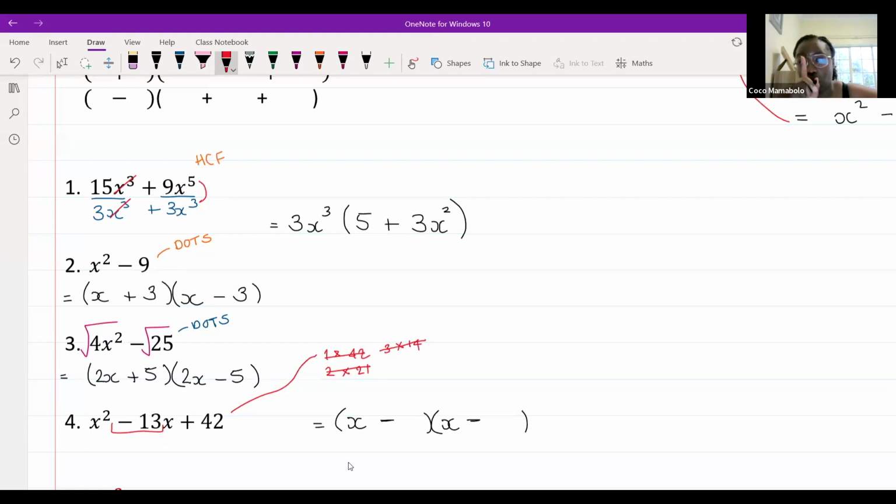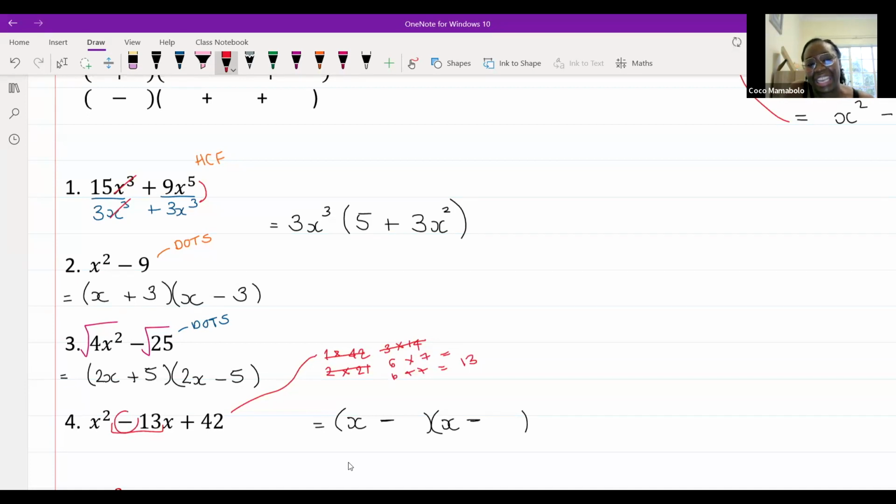Anything else? There's one more. They can be 6 times 7. Yes, absolutely. That's it. 6 times 7. If we add these two numbers together, what are they going to give us? What is 6 plus 7 going to give us? 13. Excellent. And that's exactly what we need.